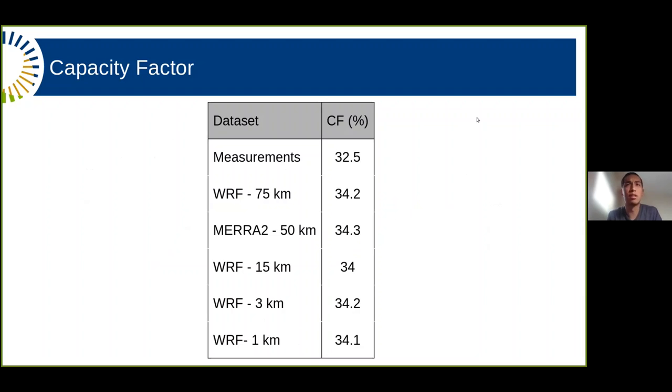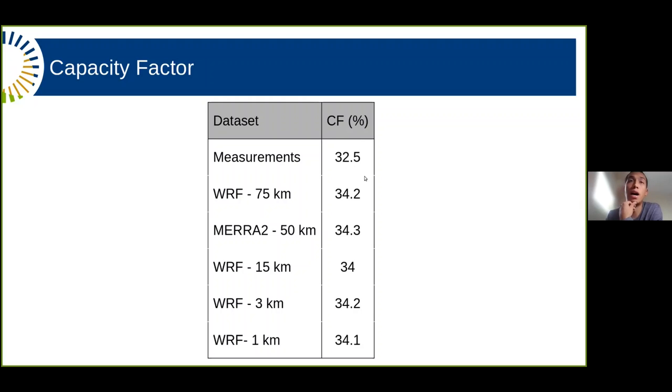Well, in this slide, I want to illustrate how well the models can reproduce the capacity factor, or the real capacity factor. I will say it again. We got the wind speed observations, and we got the wind power measurements. From the models, we got the wind speed time series, and these wind speed time series were applied to the power curve fit, and we obtained time series of capacity factor to compare how well they could reproduce the real capacity factor.